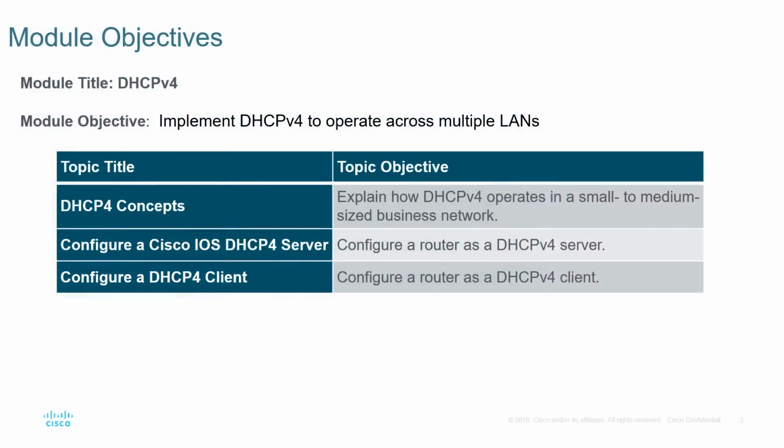Now the main topics that we'll be discussing in the first part of this lecture are the DHCPv4 concepts. We're going to explain how DHCPv4 operates, how it works in a small to medium-sized business network. We're going to configure Cisco IOS to be a DHCPv4 server, and we're also going to configure a DHCPv4 client.